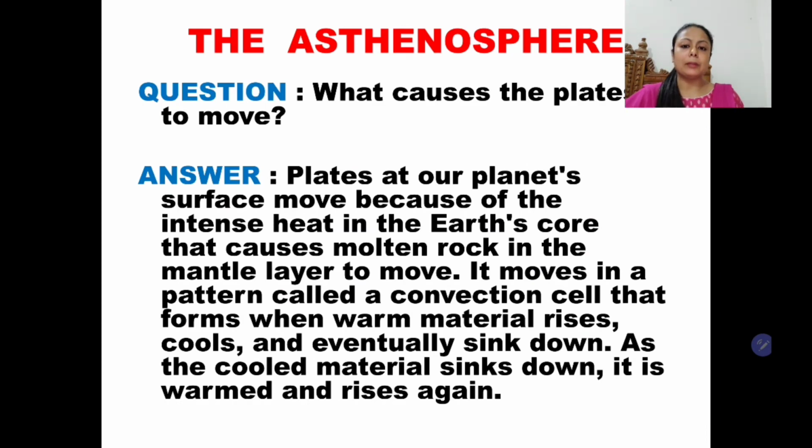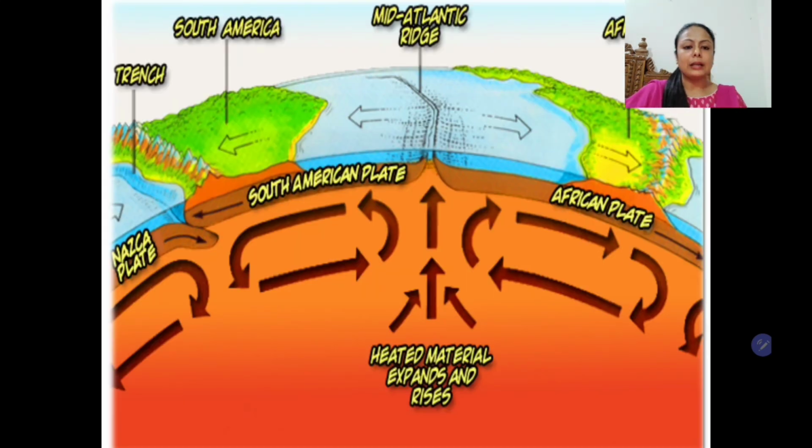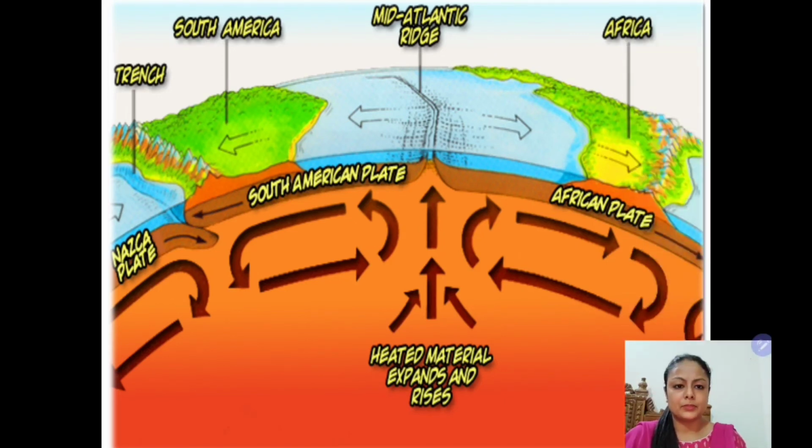Now what causes the plates to move? Plates at our planet surface move because of the intense heat, and children, I have told you the reason, the convectional current. Look at this diagram. See the convectional current, how they move. The current is moving up, and here the current is then turning, going back again, forming a loop. Here also you can see it's forming a loop. Here two currents are moving in two different directions.